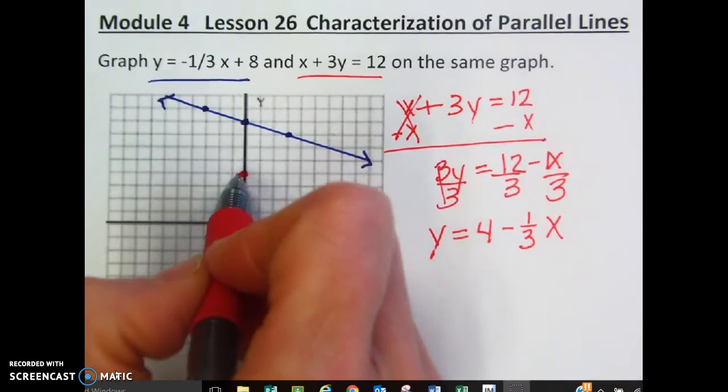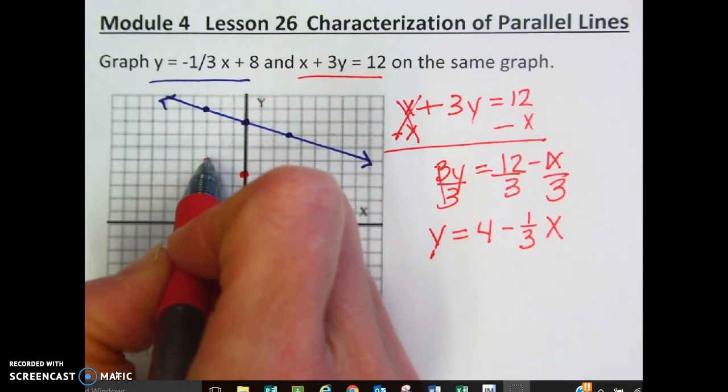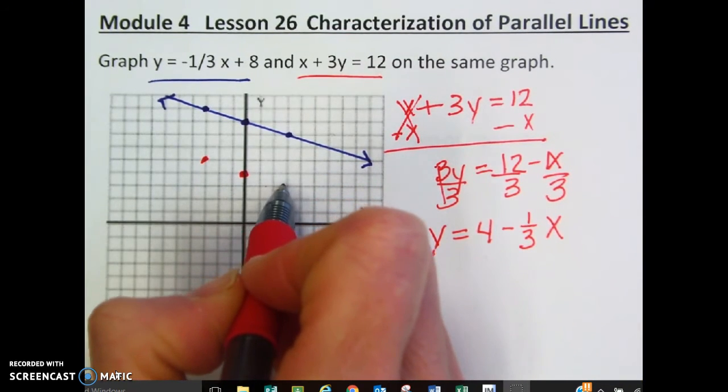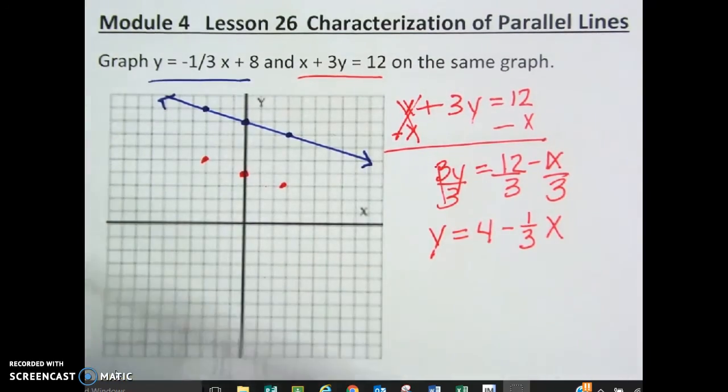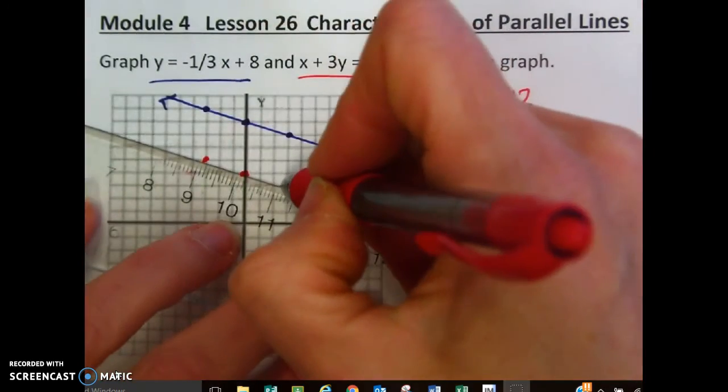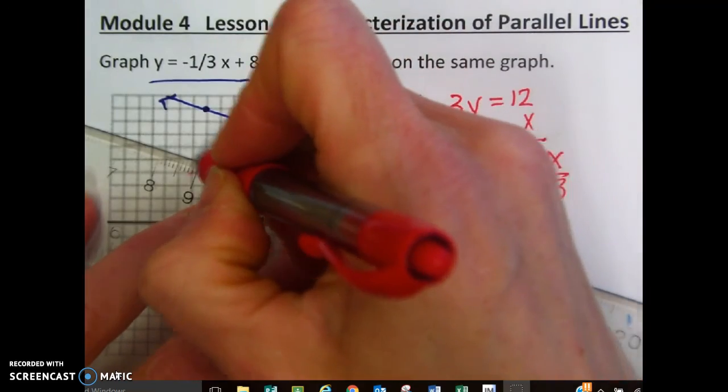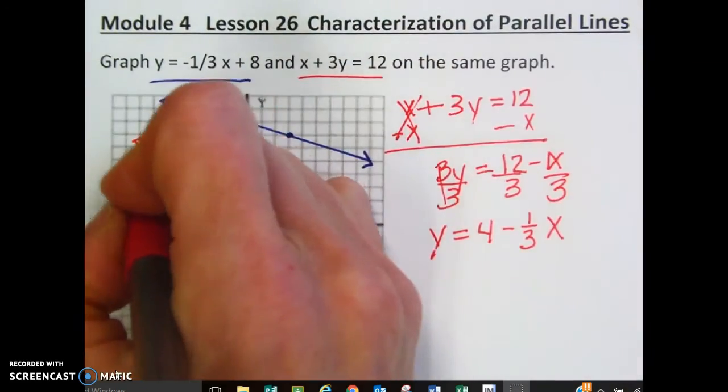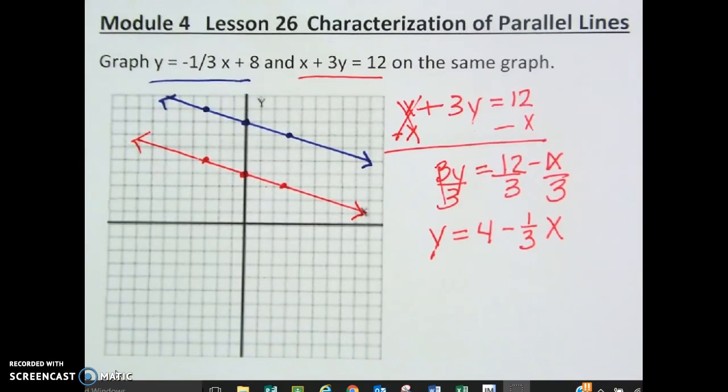My slope is negative 1/3. So once again, up 1 and over 3 or down 1 and over 3 so that I create a line going downhill from left to right with a negative slope. There's my second line.